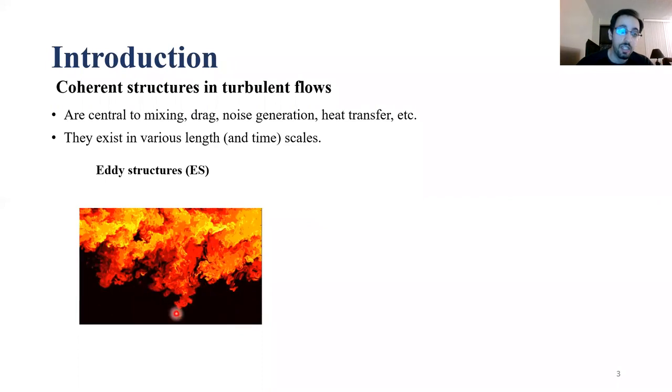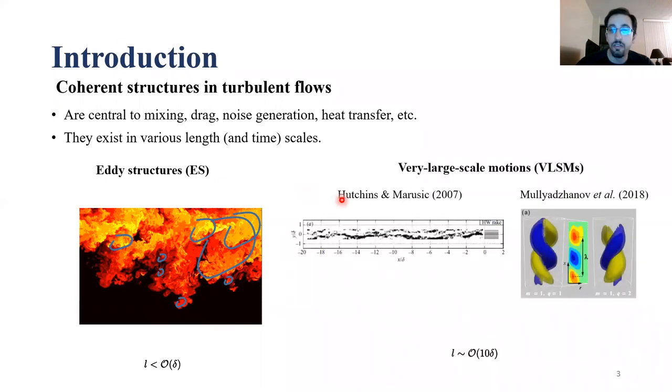So here you see an image that shows the concentration field in turbulent jets. We can see there are very different scales of eddies. The largest ones are of the order of the boundary layer thickness, and there are medium-sized eddies and very, very small eddies that are the size of the Kolmogorov length scale. So these are eddy structures, but on the other hand, we have the very large-scale motions that are believed to form by concatenation of the eddy structures and form very long structures.